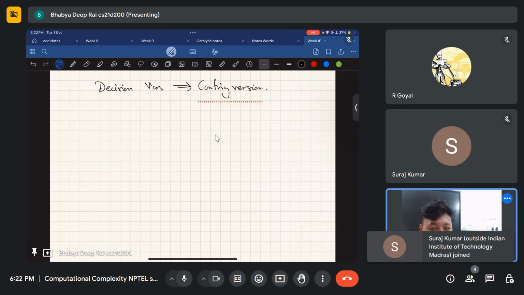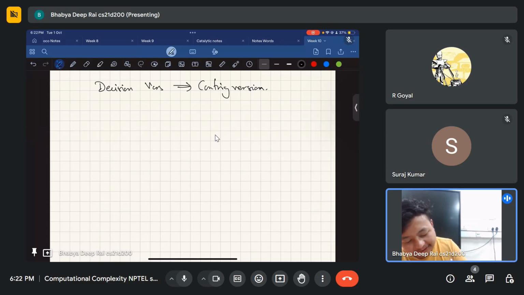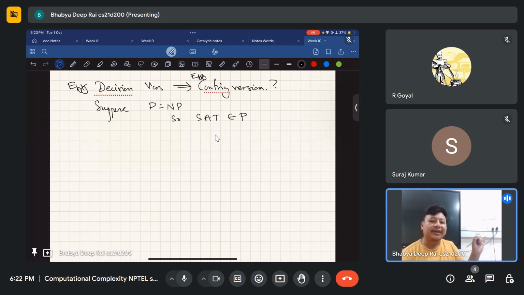So, Suraj, we are talking about the opposite case, solving the counting version from the decision version, which means that I have an efficient decision version. Can I come up with an efficient counting version? Now that is another question. So suppose P equals NP. So SAT is in P. So I have a polynomial time SAT solver.